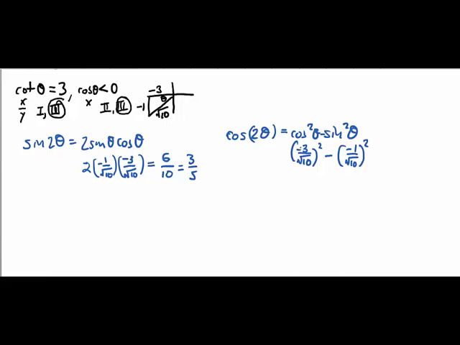Simplification. Negative 3 squared is 9, and the square root of 10 squared is 10. The negative 1 squared is 1, and the square root of 10 squared is 10. So 9/10 minus 1/10 is 8/10, which is reducible to 4/5. This is again something we can check at the end of the problem.